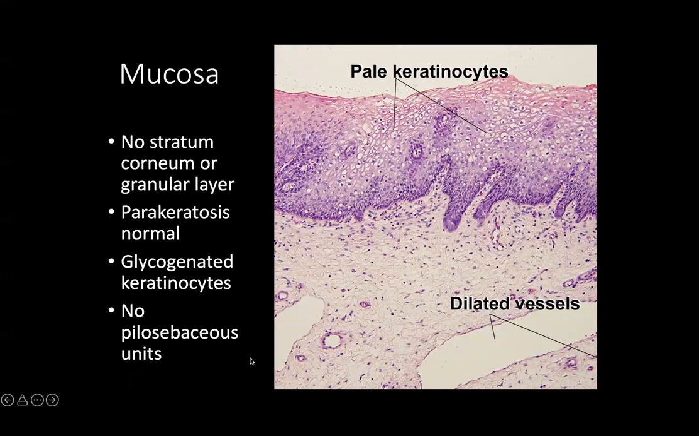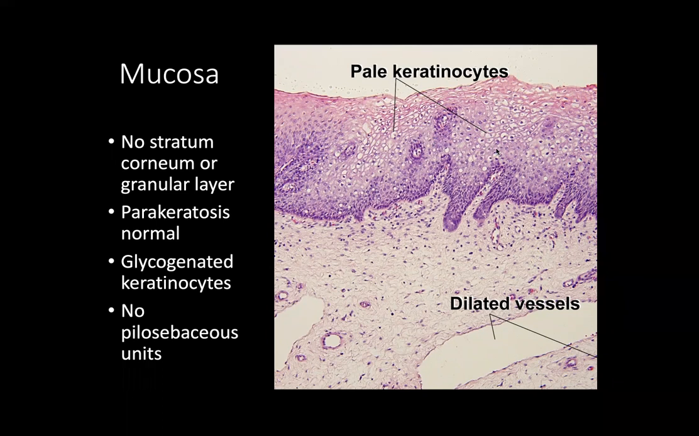Mucosa, we get a lot of mucosal biopsies in dermatology. So it doesn't have that stratum corneum. It doesn't have a granular layer. So if you don't see a stratum corneum or a granular layer, and you are convinced you're not on a normal skin site, but rather the mucosa, that's going to support your thought.